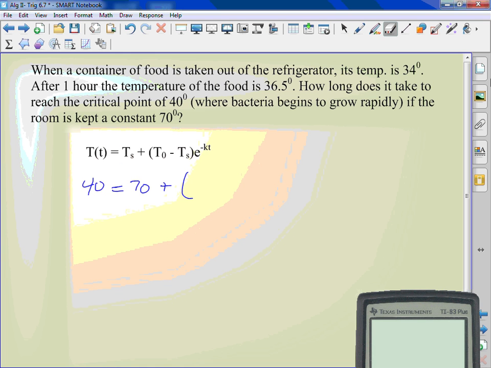Oh, wait, sorry. Well, it's 36.5. There's a reason why. And we said 34 was the initial, 70 is the room, e to the negative k, and the time is going to be 1. That's 1 hour. I need to find out what the constant decrease is. That's what I'm trying to find out first, is what's the constant decrease.